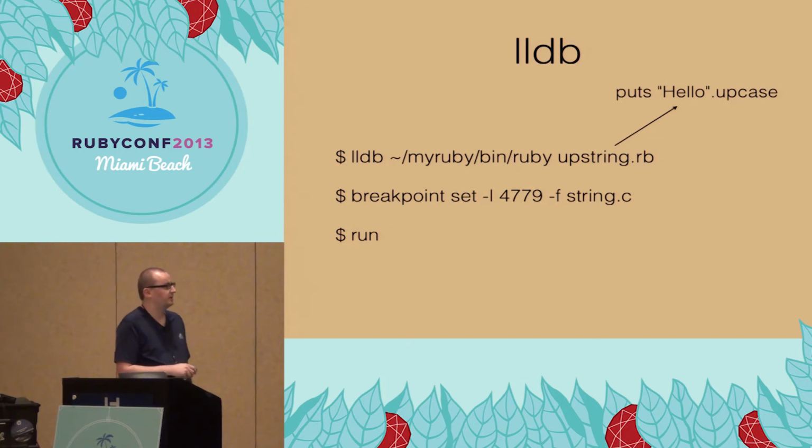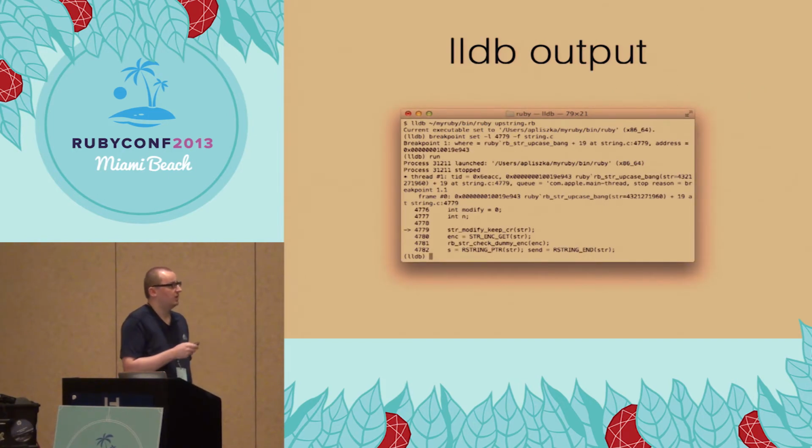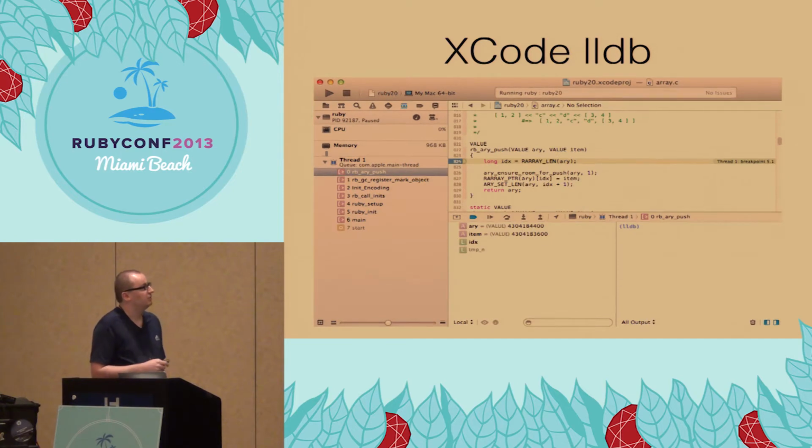And then when you run it, it will actually run your code, run the Ruby interpreter on that upcase.rb file, and it will actually stop. You can see the little arrow here, that it was going to stop on the first line of the upcase in string.c. So this allows you to debug from the command line, and if you're on Mac, you can actually use Xcode to debug your CRuby source code.